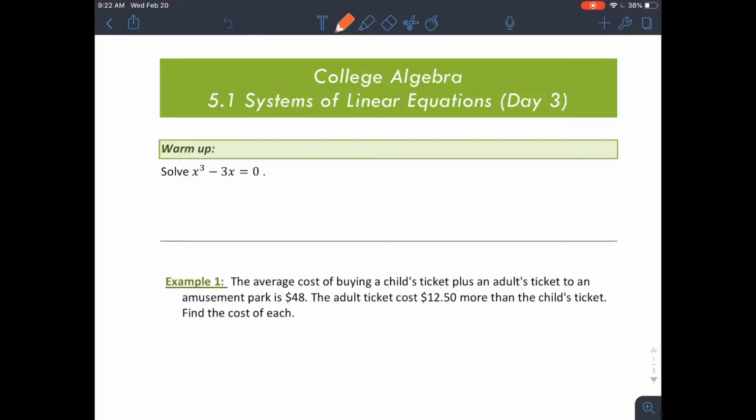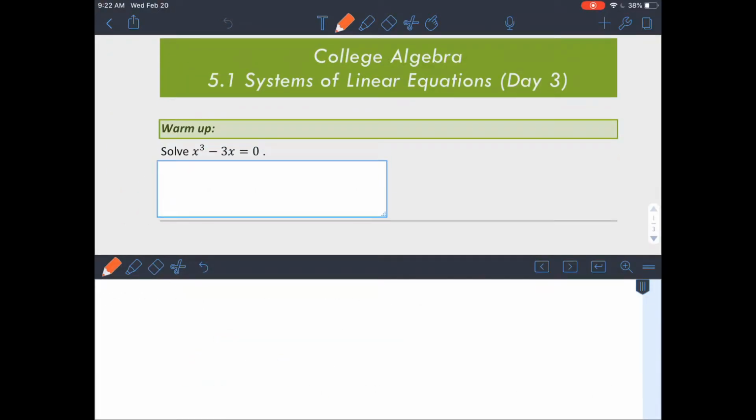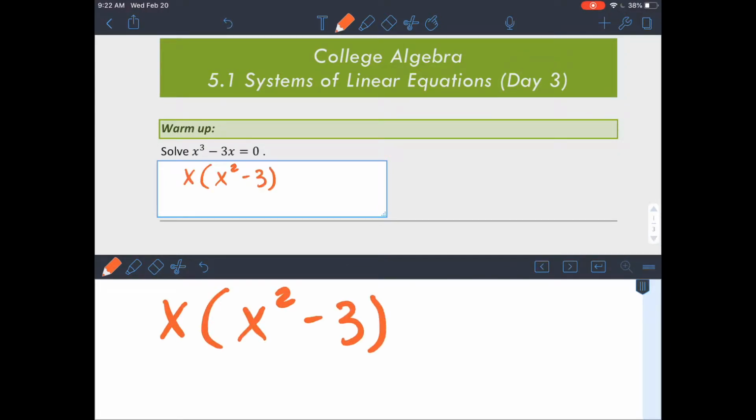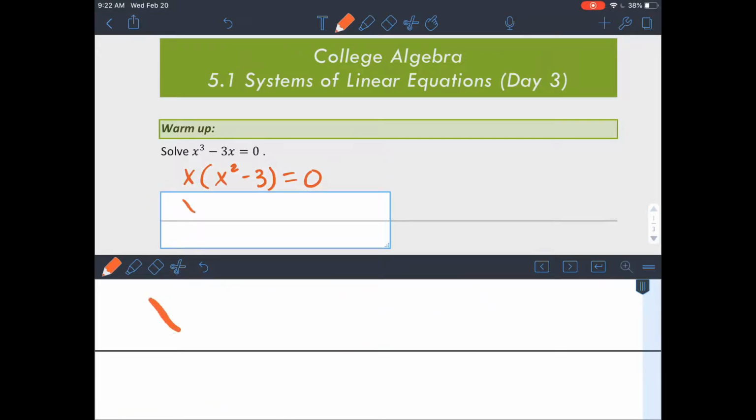So a little bit of warm up, just some factoring. Don't forget how to do that because you're especially going to need it for your nonlinear systems when we get to those tomorrow, the next day, depending on when you're watching this video.